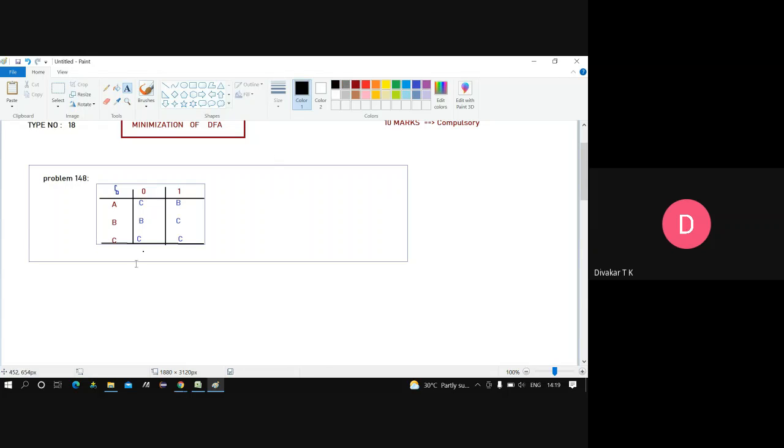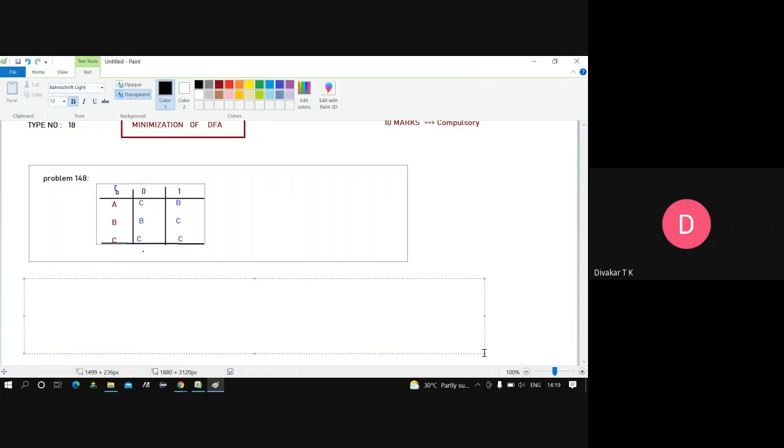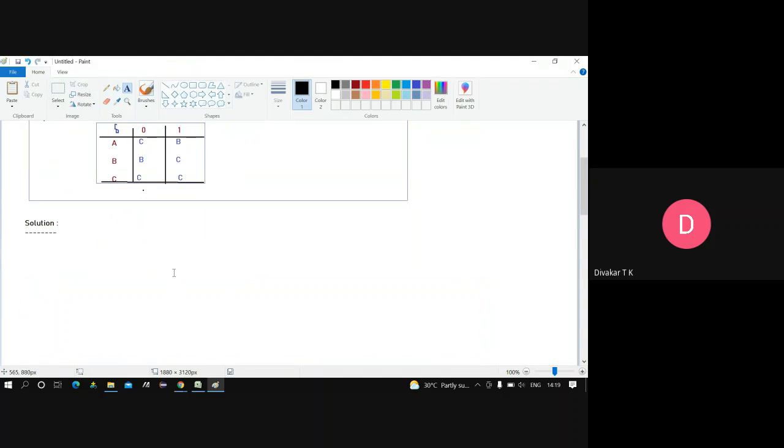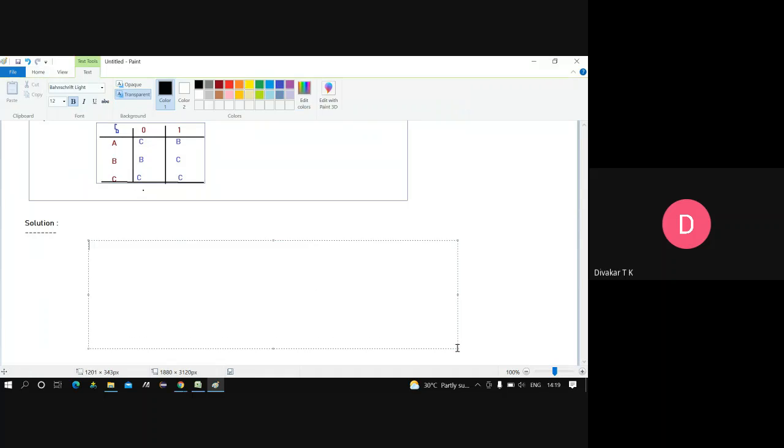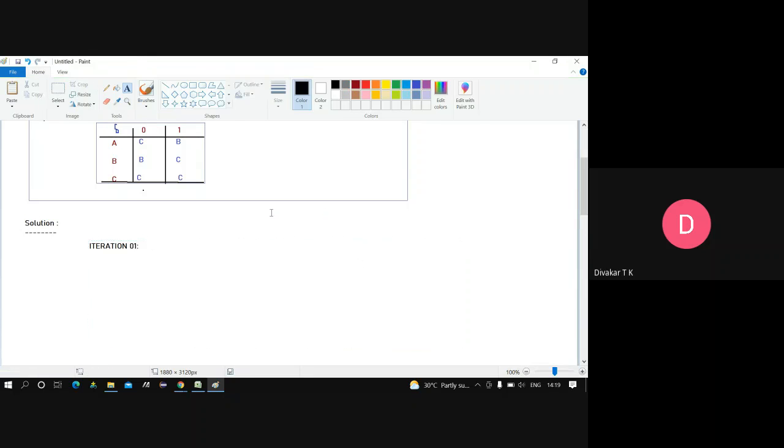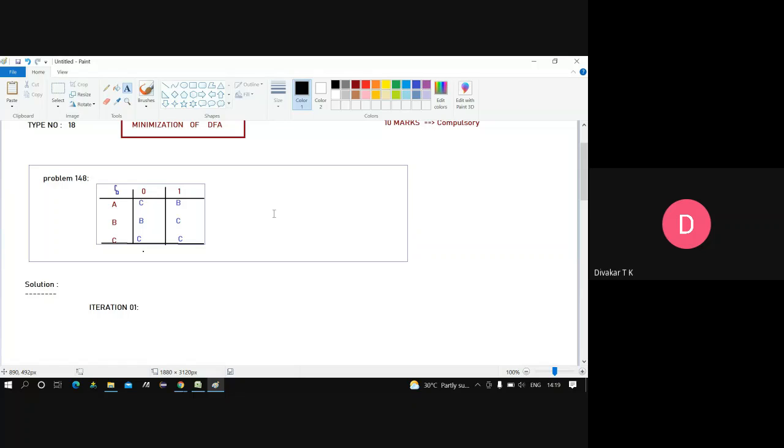Solution. Concentrate. What is the solution? First and foremost step here is we have to do the iteration. I'll say iteration one. In this iteration number one, first of all, we have to write a table, guys. One table we are supposed to write.